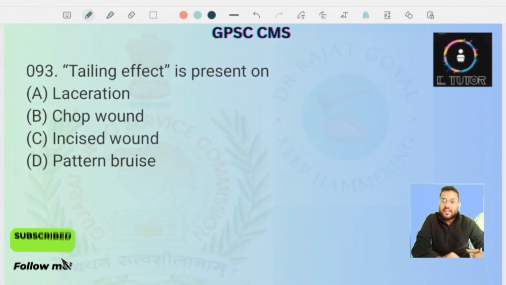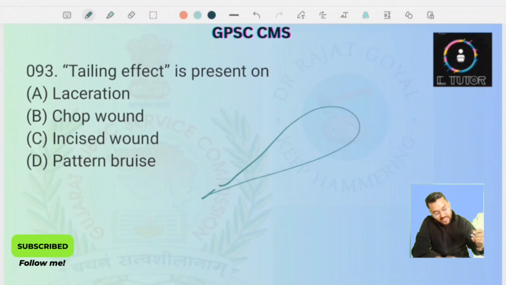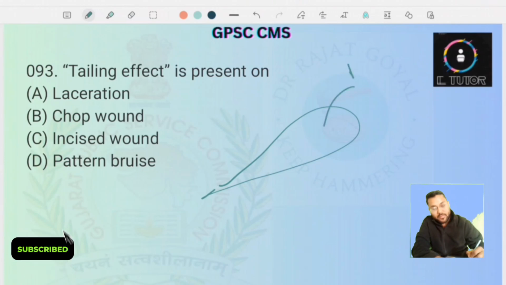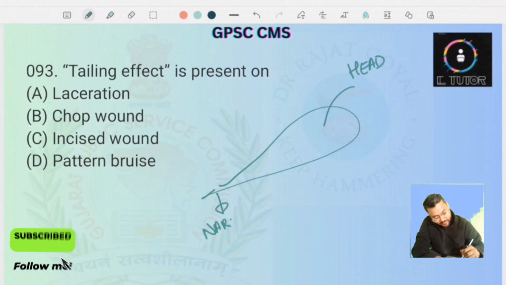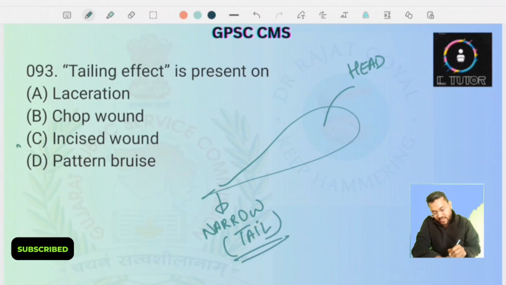Next question is: tailing effect is present on. So this is again a direct question. We know that whenever we talk about the tailing effect, so this is the tailing effect. The main part of this wound is head and the narrow part is tail. And this kind of tailing is seen in the incised wound. So here answer will be option number C. Incised wound tailing effect will be present.